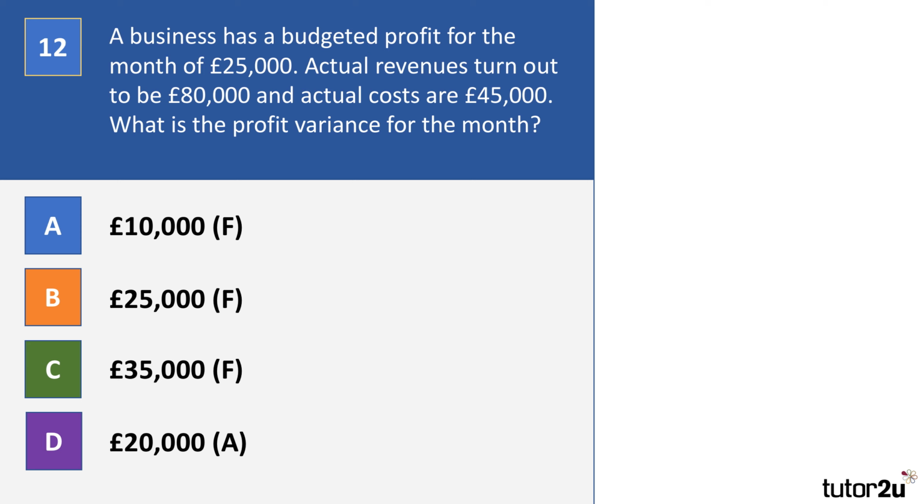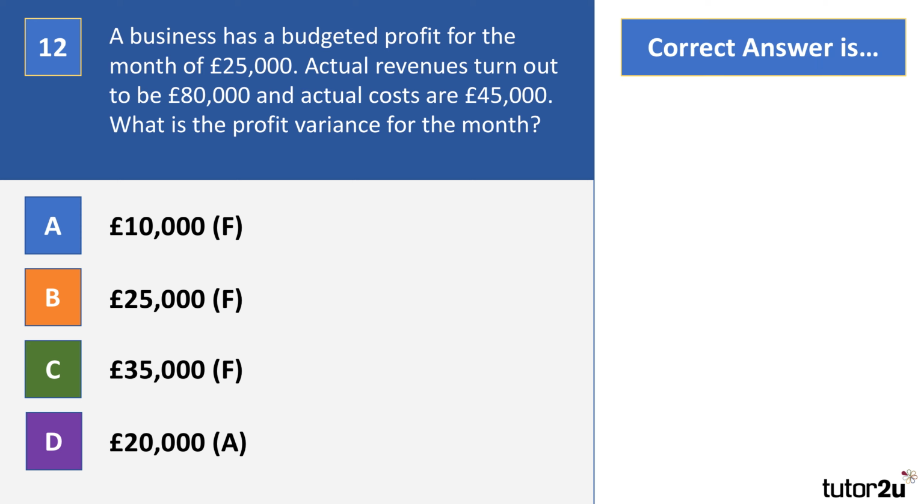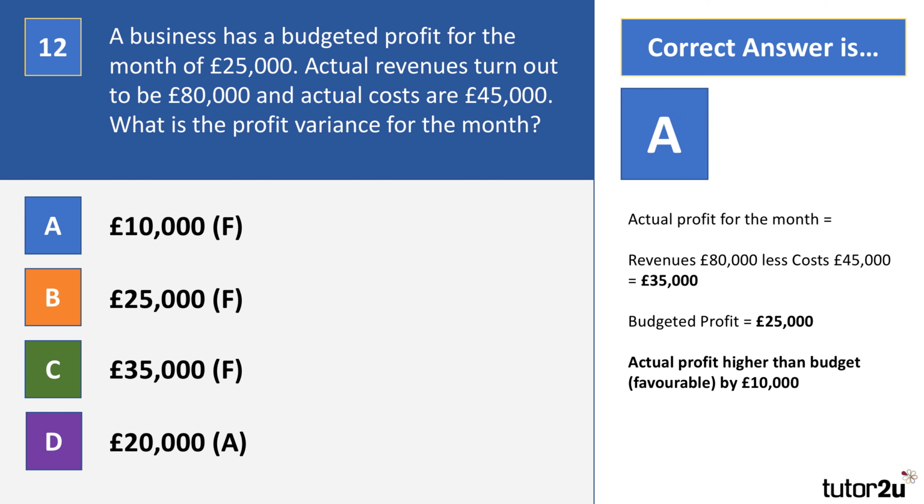Hopefully you've done your calculations. Let's take a look at what the right answer is and how we get to it. Well, in this case, the answer is A, a £10,000 favourable variance. Let's work that through. What was the actual profit for the month?